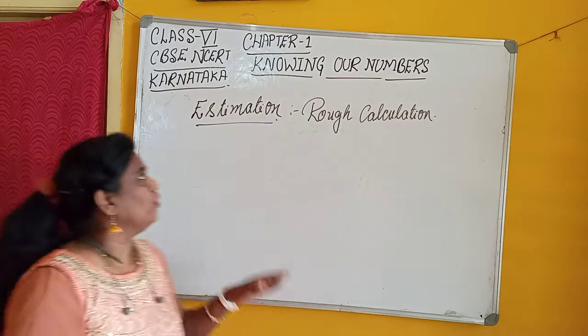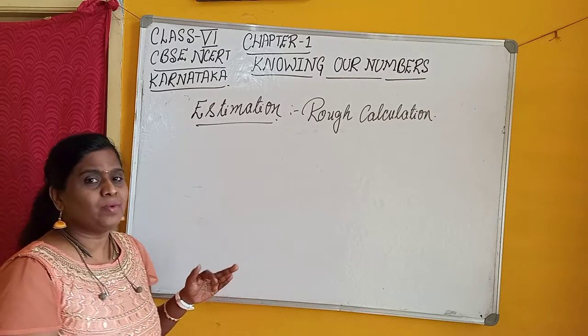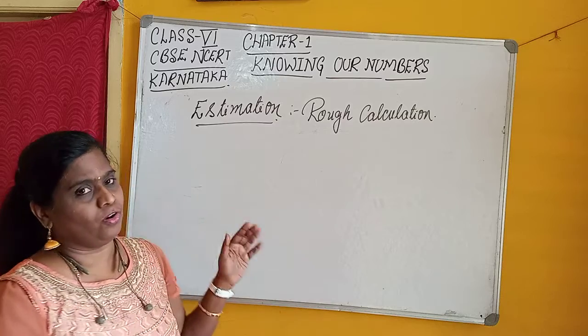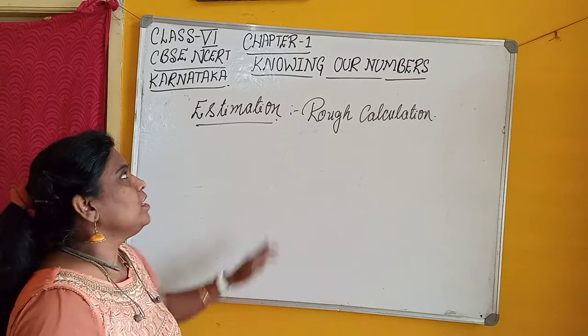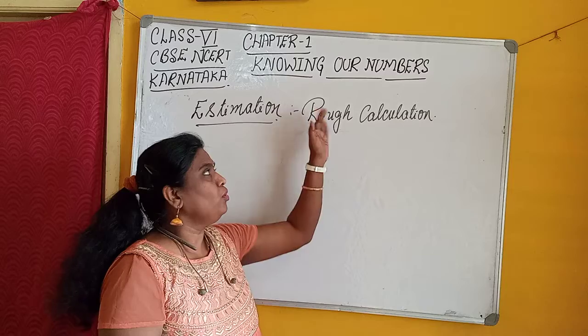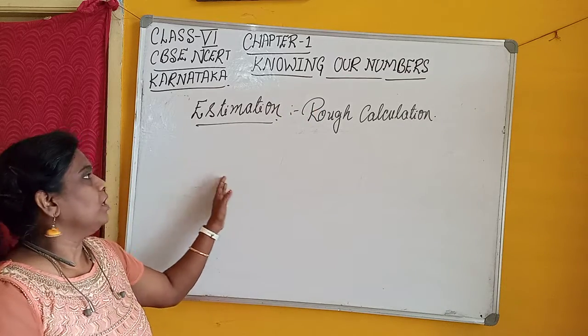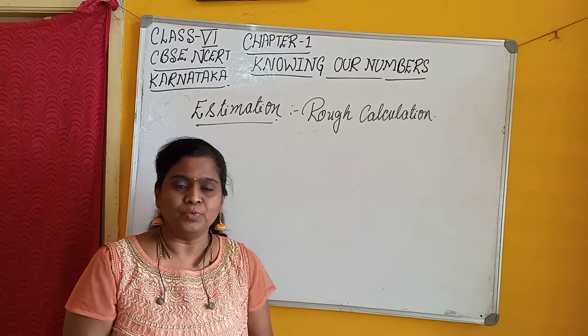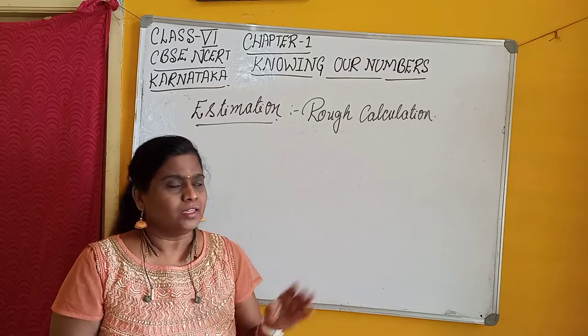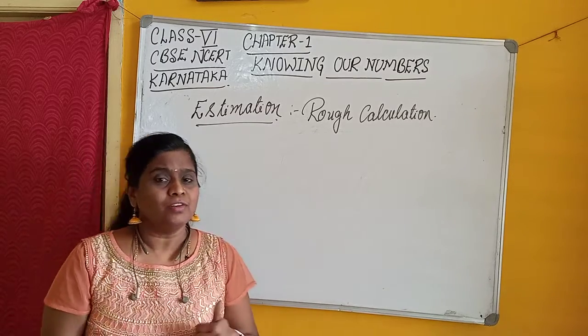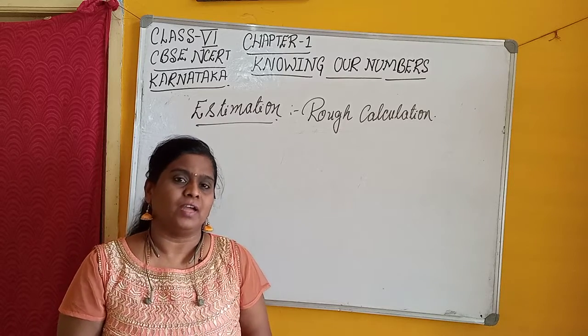It's a class for 6th standard students, CBSE NCERT and also for Karnataka state students, and that is chapter 1, Knowing Our Numbers. Today we are studying about estimation. What do you mean by estimation? Estimation is nothing but rough calculation. What is the rough calculation?